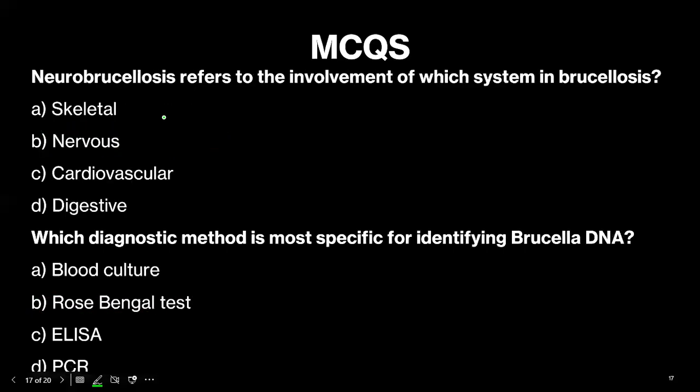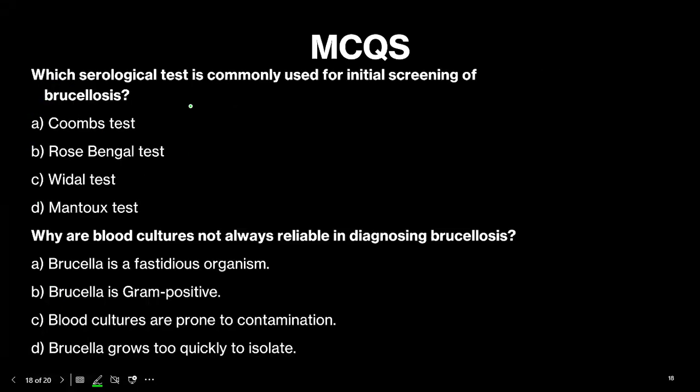Next, neurobrucellosis refers to the involvement of which system? Neuro represents the nervous system. Which diagnostic method is most specific for identifying Brucella DNA? So that is the PCR. Next, which serology test is commonly used for initial screening of brucellosis? Rose Bengal test.